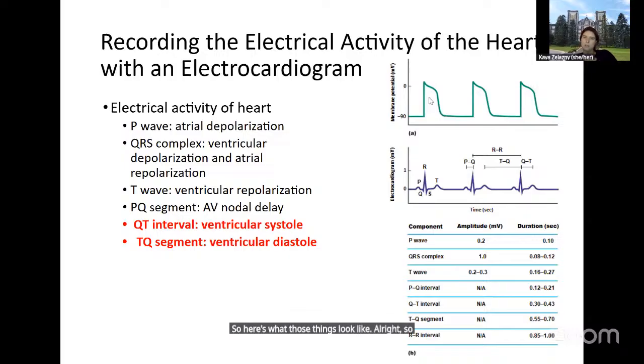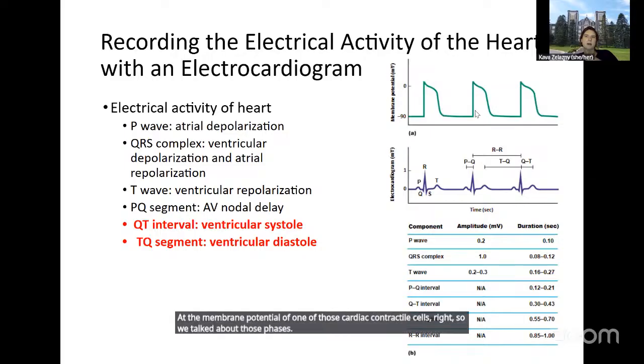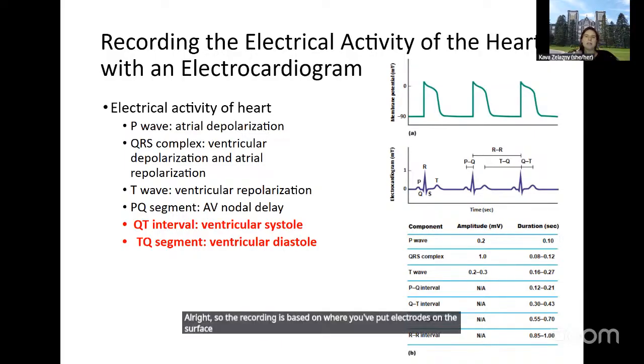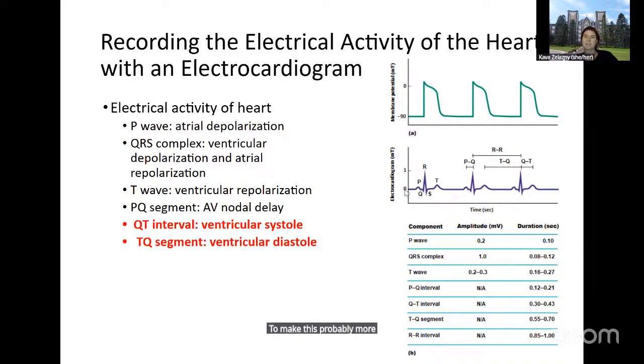All right. So we are looking here at the membrane potential of one of those cardiac contractile cells, right? We talked about those phases of the membrane potential of the contractile cells. We can see that. So that's what's happening physically to the cell's membrane potential. But here's what your recording would look like, right? The recording is based on where you've put electrodes on the surface of the body, and they're doing this math about distance and amplitude and peaks and stuff to make this probably more familiar thing, right?